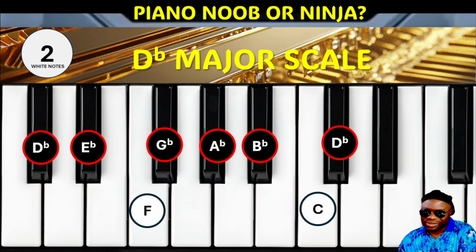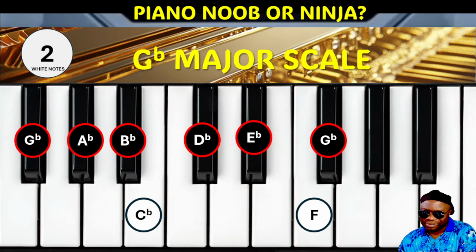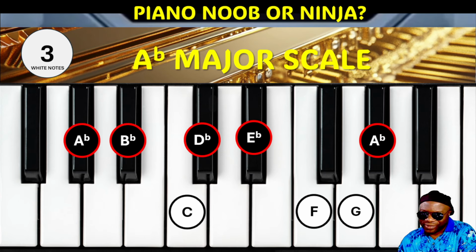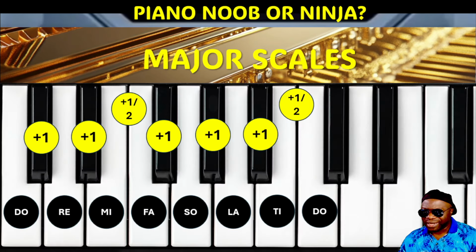We got D flat major, also known as C sharp major, right? We got E flat major, also known as D sharp major. We got G flat major, also known as F sharp major. We got A flat major, also known as G sharp major. We got B flat major, also known as A sharp major. And that, my friends, brings us to the end of our session for today on major scales.